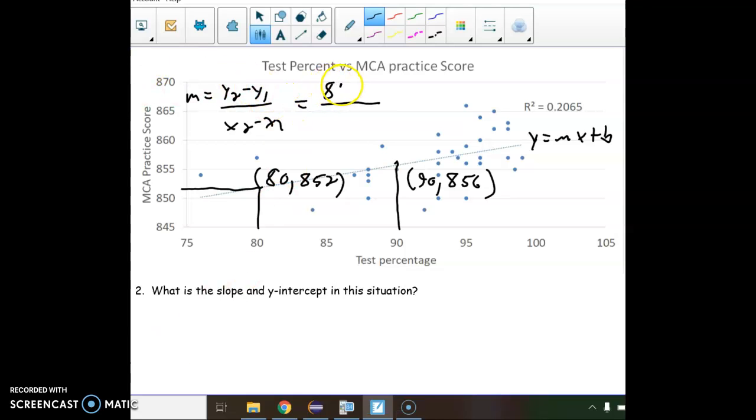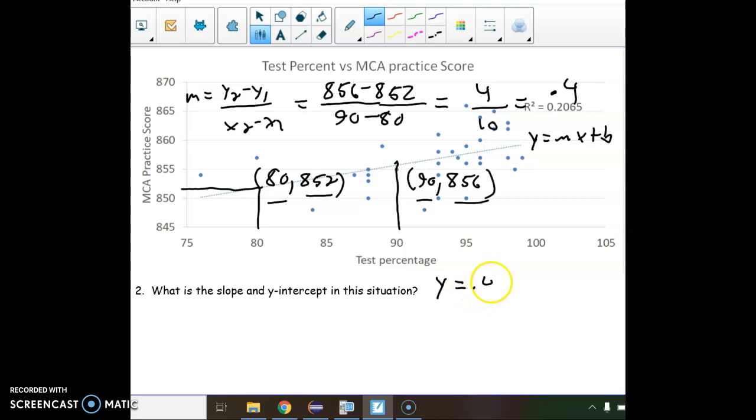Okay, so now we can do our slope by just subtracting the y's on top. So the y's would be 856 minus 852. Okay, and then subtract the x's in the same order. So I do 90 minus 80 on the bottom. Okay, so our slope would be about 4 over 10, which you could leave that way or write as 4/10. So basically, as our test percentage went up by 10, our MCA practice score went up by about 4. Okay, so if I wrote the start of the equation at least, the slope would be 0.4.